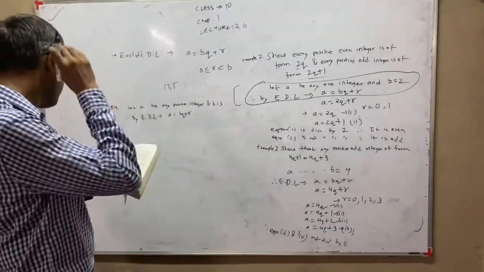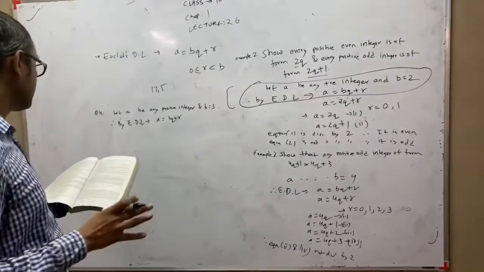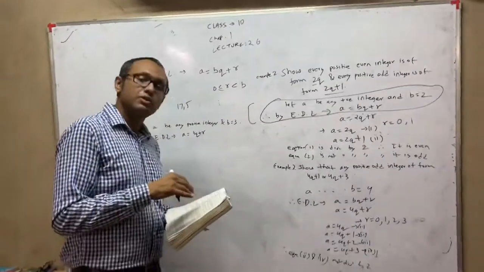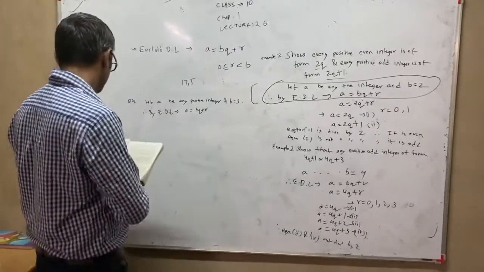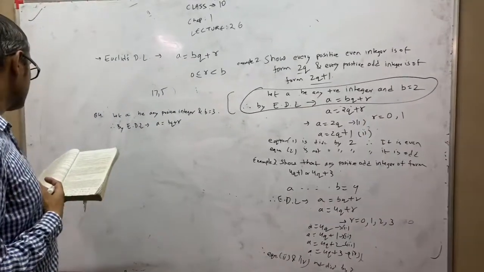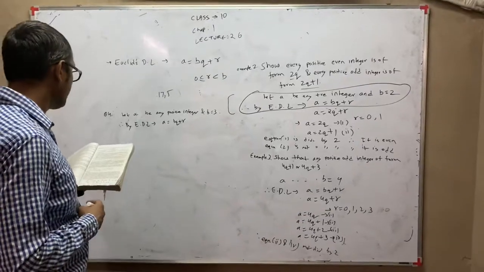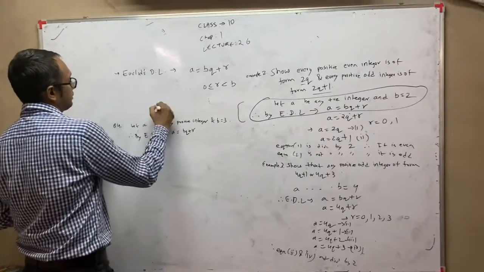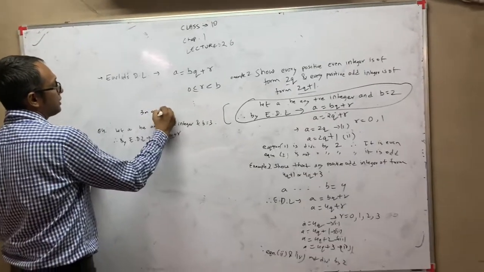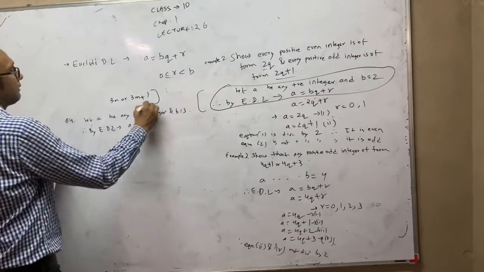Now the other type of sum which we will see is question number 4. Question number 4 and question number 5, again they are of the same pattern. So first we will see question number 4. Question is, use Euclid's division lemma to show that square of any positive integer is of the form 3m or 3m plus 1. This is what they have asked.